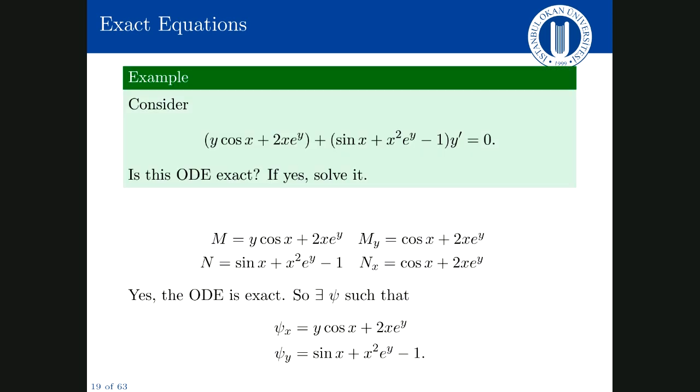For example, consider (y cos x plus 2x e to the power y) plus (sine x plus x squared e to the power y minus 1) y prime is equal to 0. Is this differential equation exact? If the answer is yes, solve it.